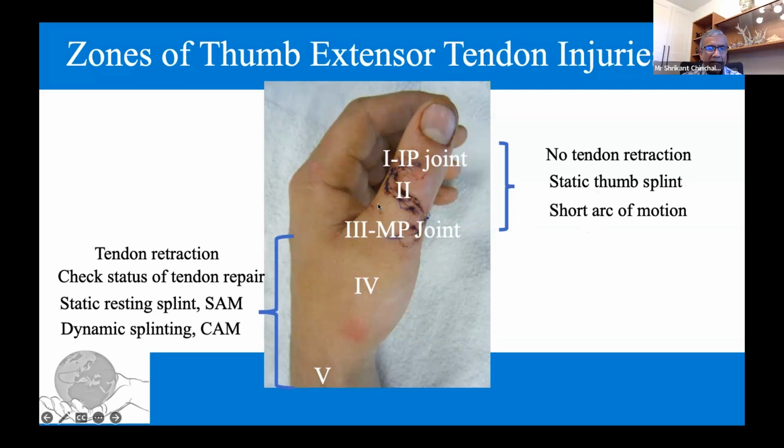But if the tendon transection is proximal to the metacarpophalangeal joint, then the tendon retraction is significant. So in such situations, it is essential for us to look at the status of the tendon repair. If the patient has a relatively stronger repair, we can begin with the short arc of motion program. The patient may be given a dynamic splint, and controlled active mobilization can be instituted, especially depending on the level of repair.